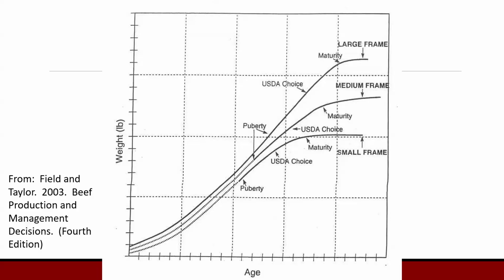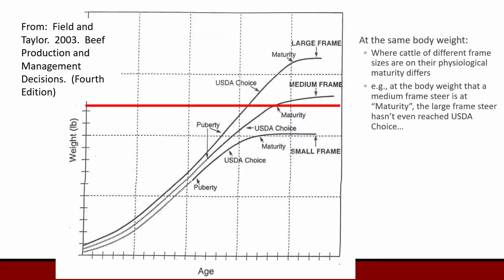So if we were to draw a line at a standard weight, where a medium frame steer reaches maturity, the large frame steer hasn't even reached USDA Choice, hasn't even reached 28% empty body fat. And the small frame steer will never reach that weight.